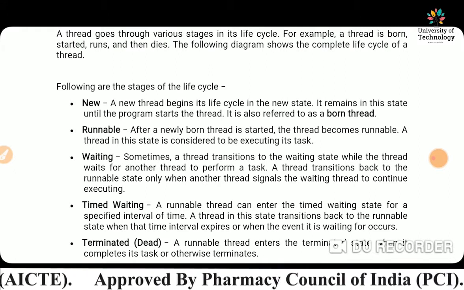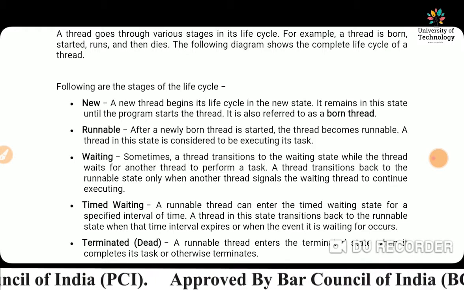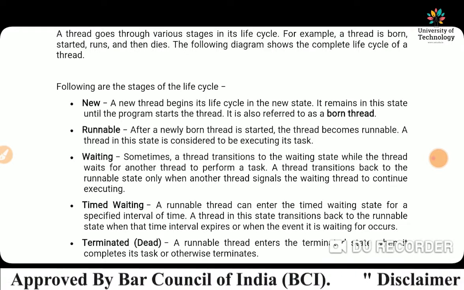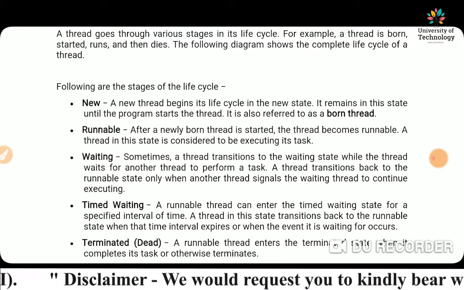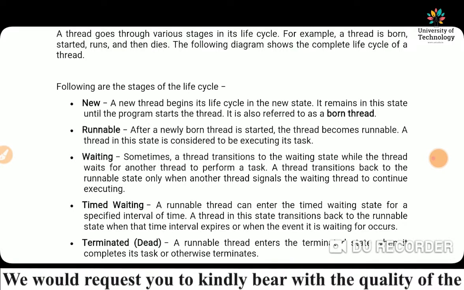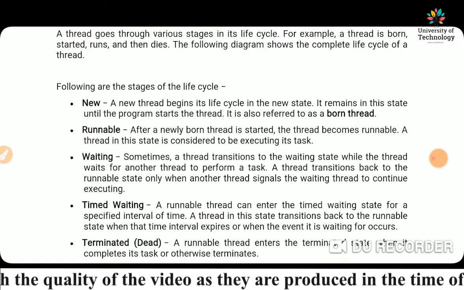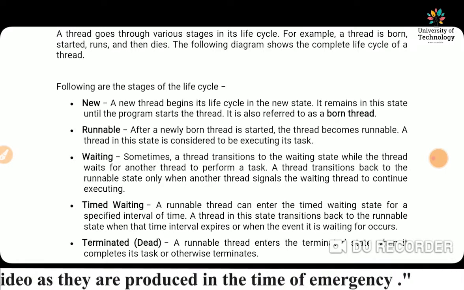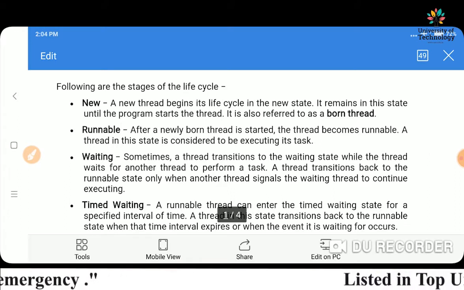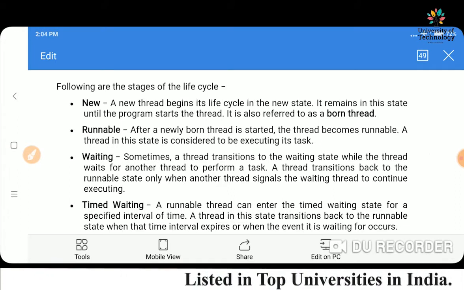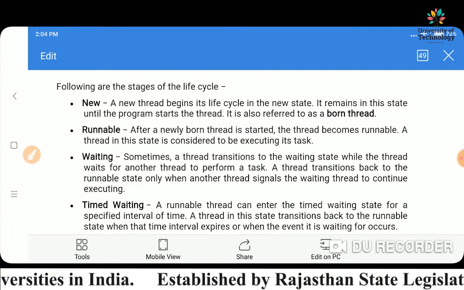When we create a thread object, the thread is born and is said to be in newborn state. The thread is not yet scheduled for running. At this state, we can do only one of the following things: schedule it for running using the start method, or kill it using the stop method. If scheduled, it moves to the runnable state. If we attempt to use any other method at this stage, an exception will be thrown.